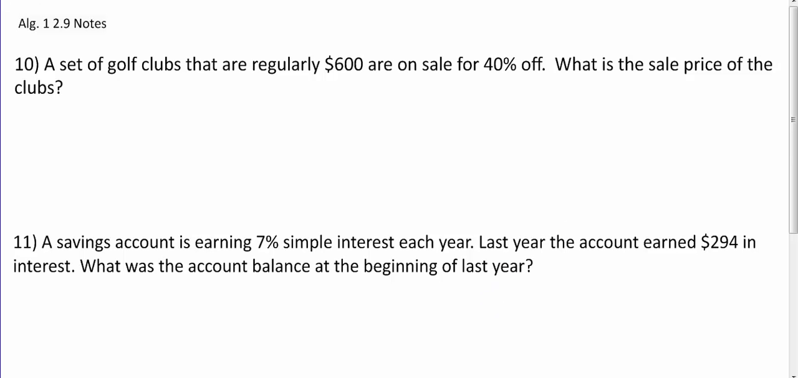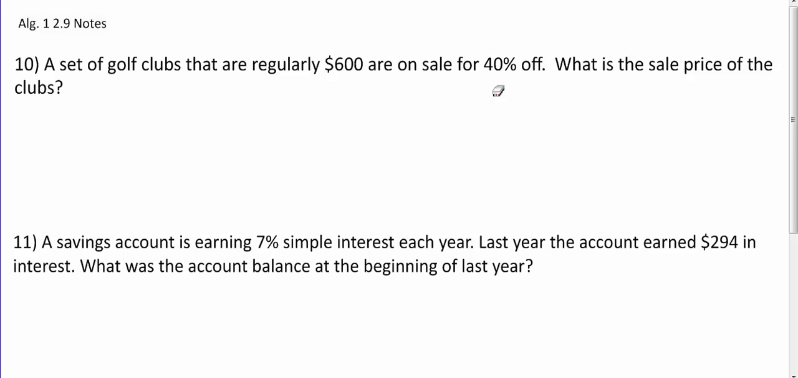All right, a couple of application problems to finish us off. A set of golf clubs that are regularly $600 are on sale for 40% off. They've been discounted. What is the new sale price? Okay, so here we go. We've got $600 originally, but they're discounted 40% off.